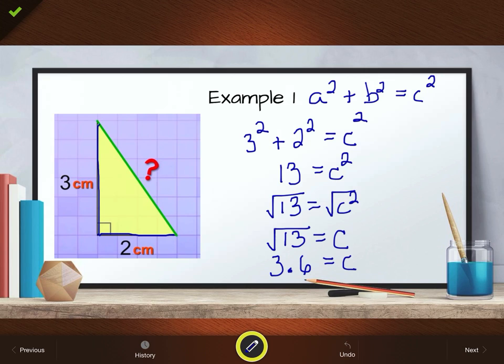Now, make sure your answer makes sense. 3.6, is it bigger than your two legs? Yes. Let's say you did the math and you came up with 1.5 for your hypotenuse. That should sound off an alarm for you, because your hypotenuse could never be 1.5. It has to be the longest side. So just a way to check yourself real quick.